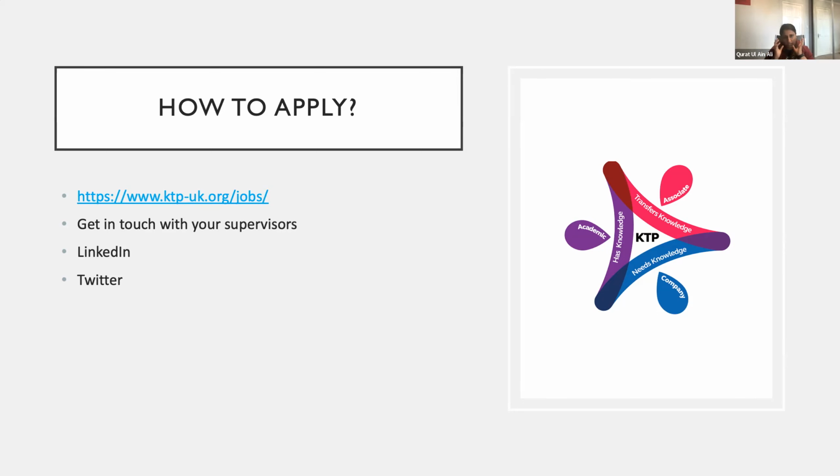Apart from this is how to find the opportunities. Now for application, every university has their own application form, so you have to apply through the university portal. But I would say that you need a statement of purpose type of thing. It depends what information the university is asking for, but you need to somehow align your expertise and your experience with the advertised KTP position. That is something we can talk about in another video.